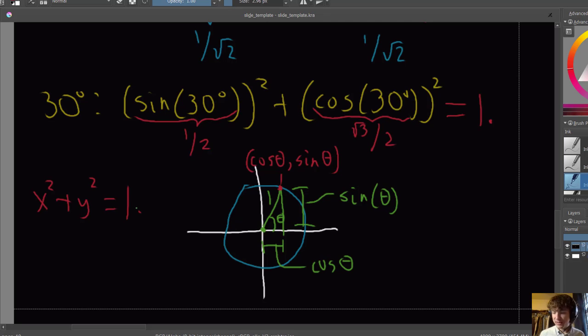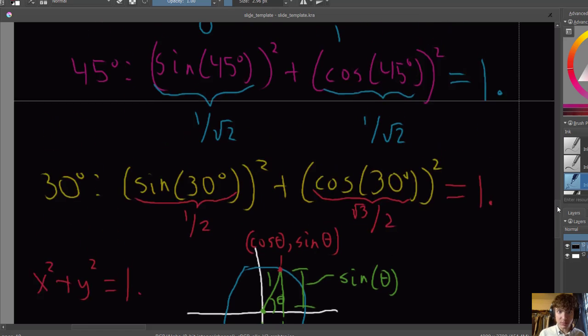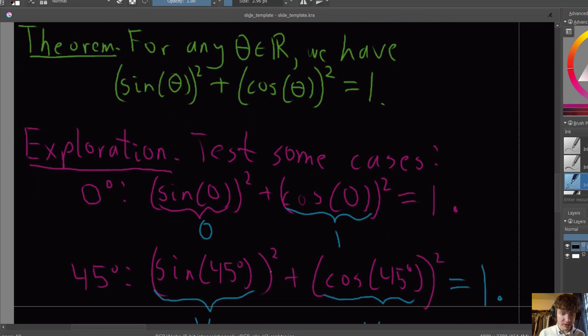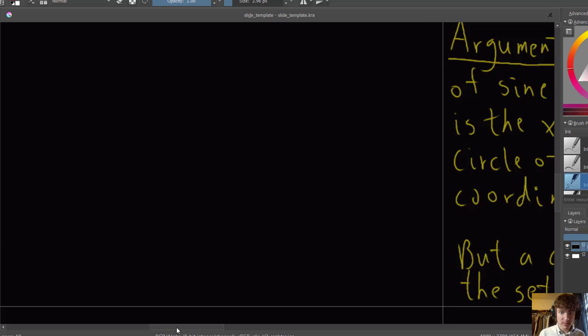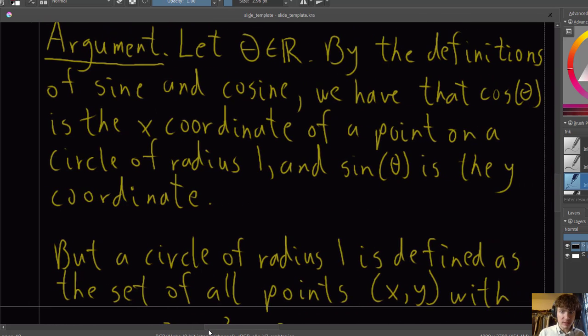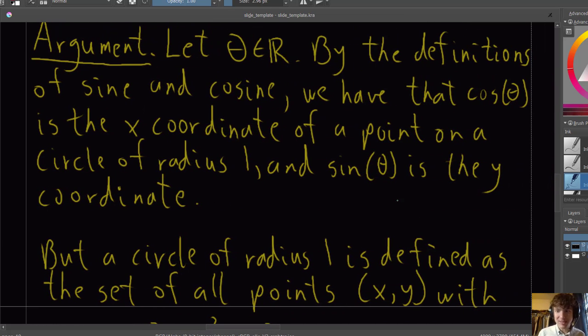So that, I think, should be enough exploration. Now we see how to understand why this statement is true. And I will show you now the argument, which will be kind of the polished version of this. I've written it out already because I'm very bad at talking and writing at the same time. So this will be our argument. I'll just walk you through it quickly.